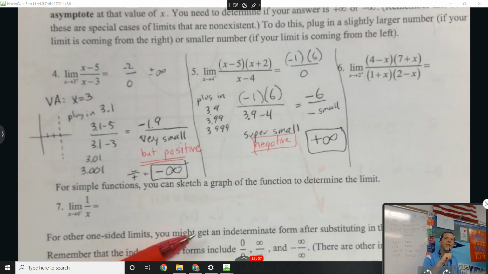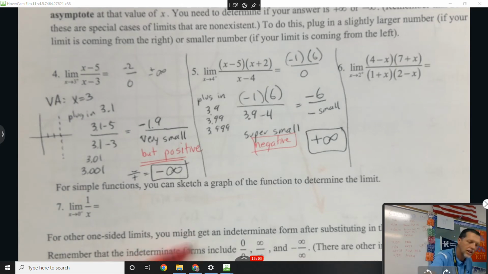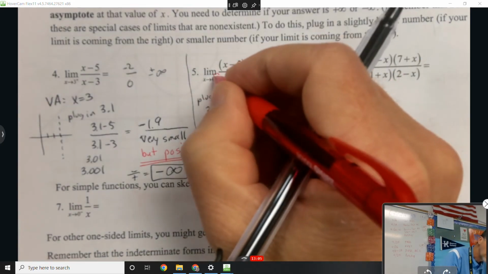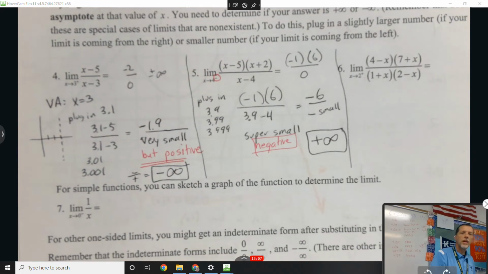How did you get to plug in 3.9 instead of 4.1? Good question. Somebody answer that. At the top it says if it's coming from the right, then you do a larger number. If it's coming from the left, you can remember that, or you can just say, that's like 4 minus, so I need to subtract a little bit from 4.